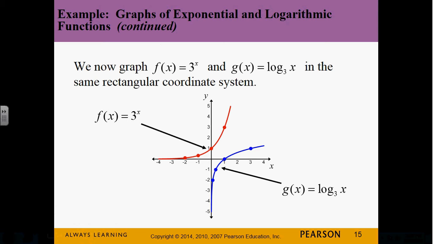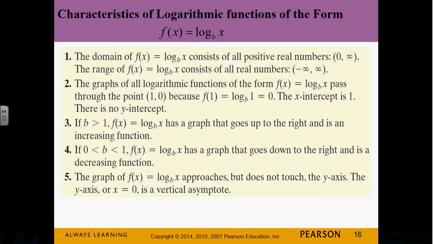Okay? Which also makes sense, because if we flip x and y, that means the domain and range will flip. So the domain here is arrow to arrow, which is negative infinity to positive infinity, and the range is 0 to infinity. So it makes sense that those things are just flipped for exponentials and logs. They have to go through the point (1, 0), but not only do they go through the point (1, 0), they also go through the points (b, 1) and (1 over b, negative 1).